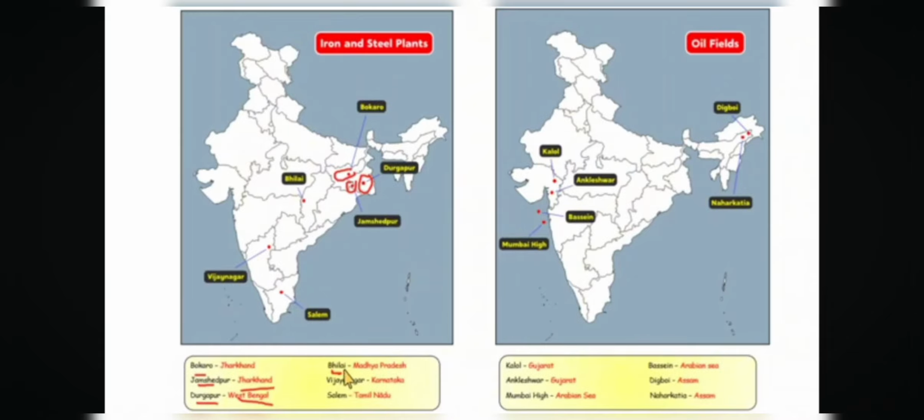Then there's Bhilai. The Bhilai iron and steel plant is in Madhya Pradesh. It's located at this location. Next, there's Vijayanagar iron and steel plant. It's in Karnataka. It's located at this location. And next, there's Salem. It's in Tamil Nadu. It's located at this point. So you need to remember all of this here. Now what's important about this? This Salem is important. This question is asked in the exam. After this, Durgapur is also asked. You have to remember these 2 from here. These 2 are asked most often.